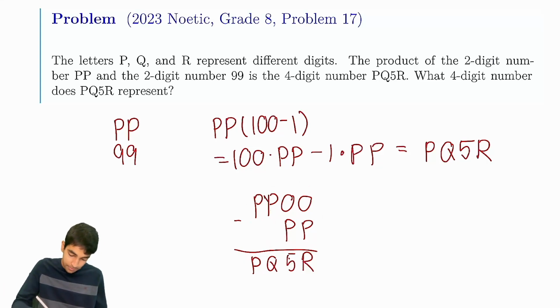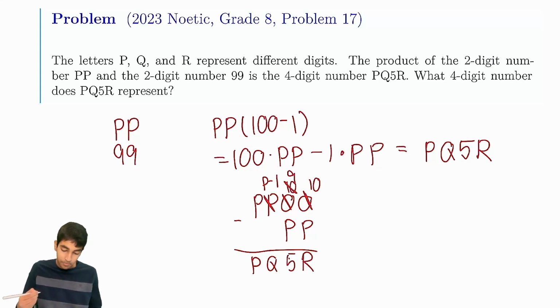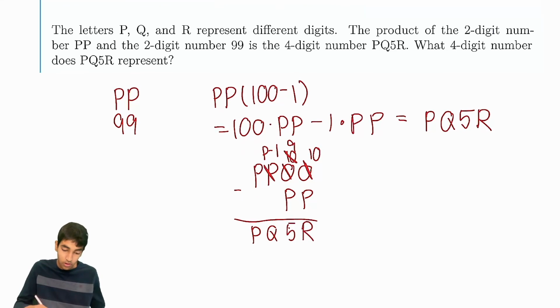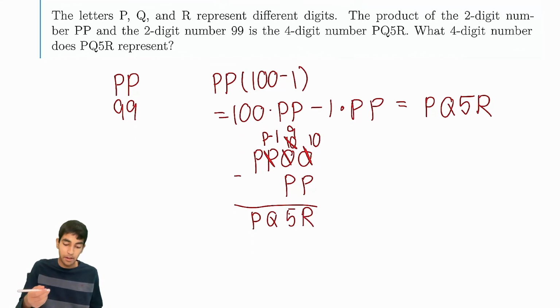So let's just say we make this P minus 1, right? We have to make it P minus 1, and then this becomes 10, and then, of course, we make this 9 so that we can make this 10. So essentially, now this is what we have to deal with. P minus 1 becomes Q. So we know Q is really just P minus 1, because when we carry it over, this has to be P minus 1. Q equals P minus 1.